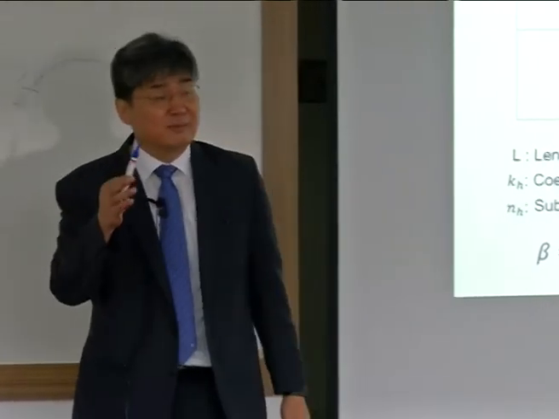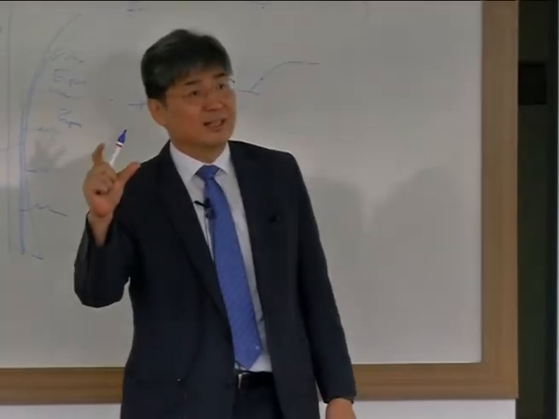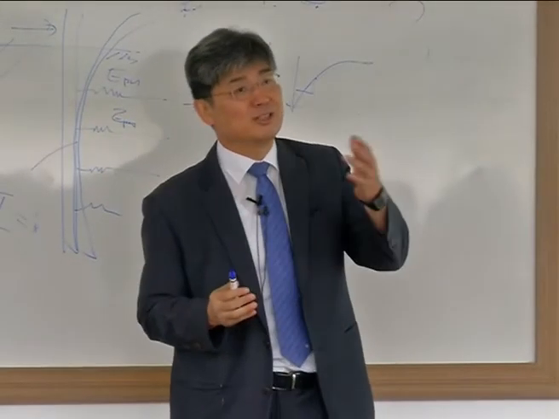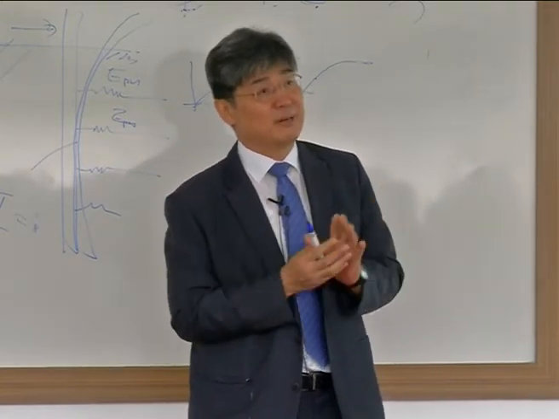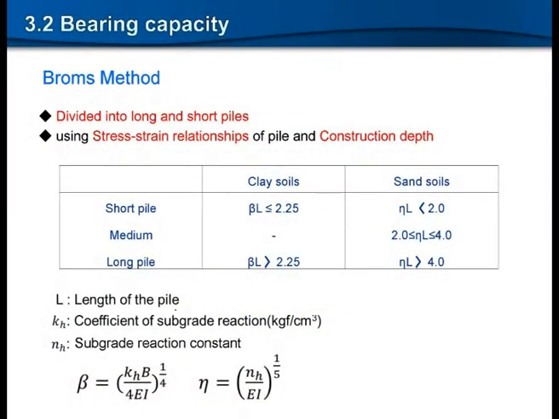You remember differential equations. During the solution, by applying the boundary conditions, we get this kind of factor, and we call this factor beta. That's why beta appears in the process of solving the differential equation. Then beta multiplied by the embedding depth less than 2.25 must be a short pile, and greater than that is a long pile.